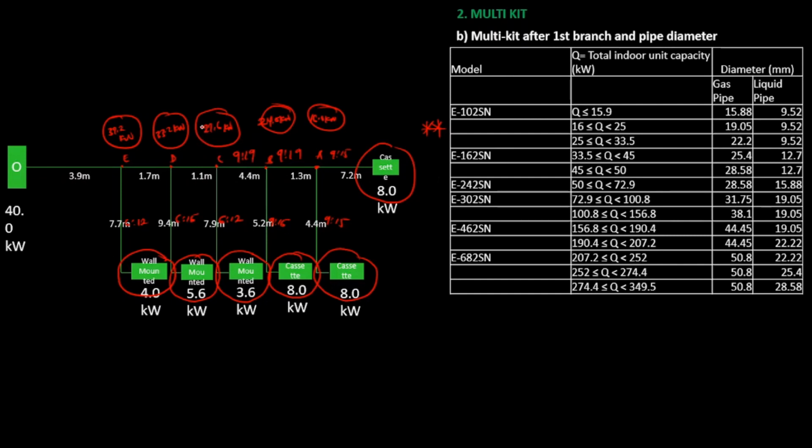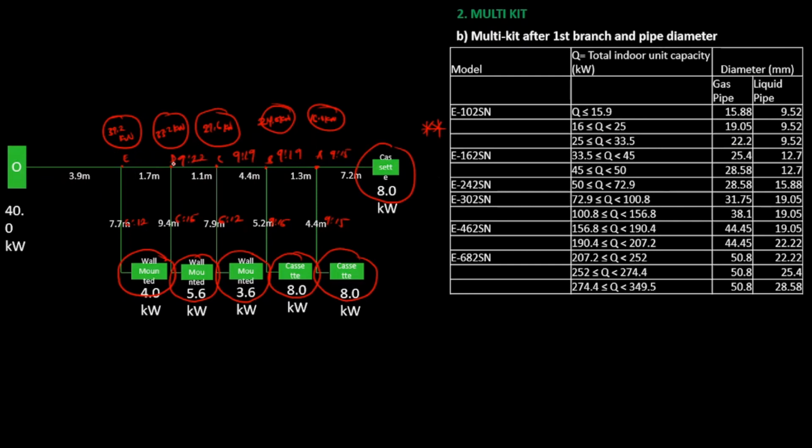At branch C, the total indoor unit capacity is 27.6 kilowatts, and 27.6 kilowatts is between 25 and 33.5 kilowatts. So the right liquid pipe size to use is 9.52 millimeters, while the right gas pipe size to use is 22.2 millimeters. So come here and write 9 and 22.